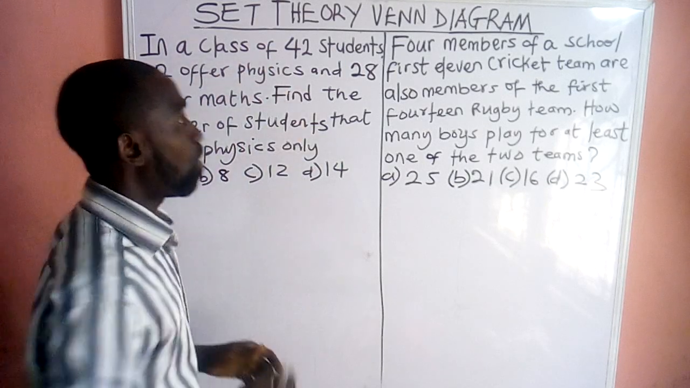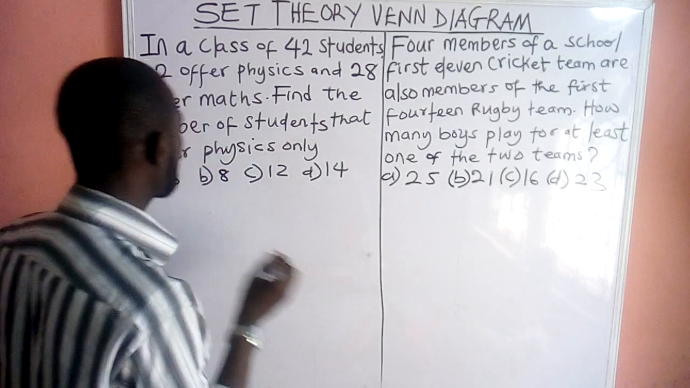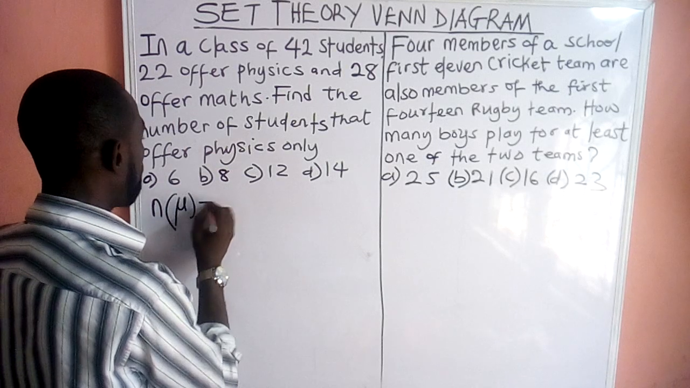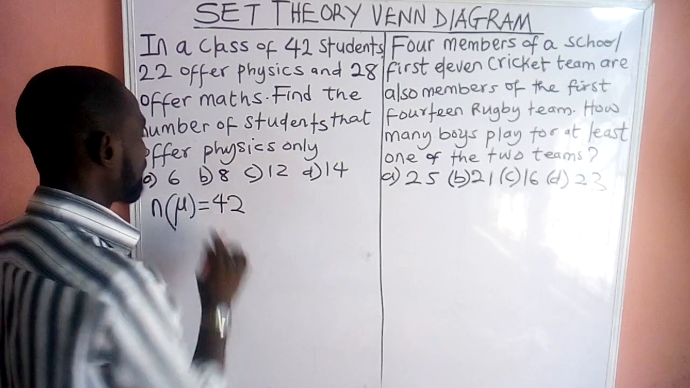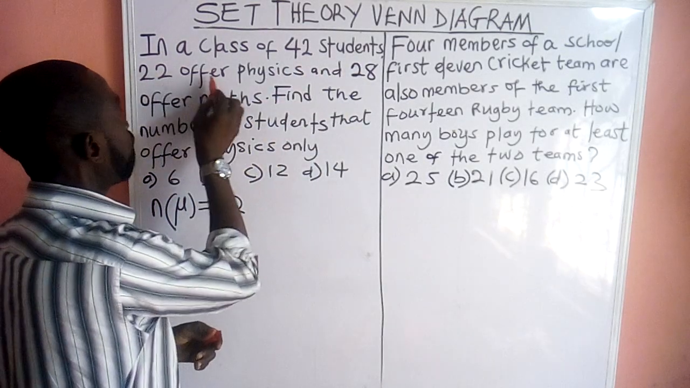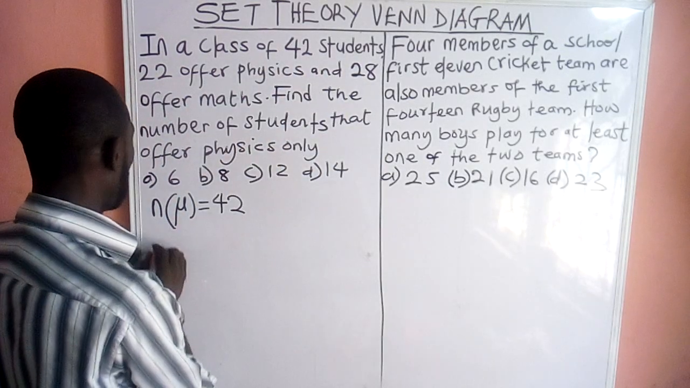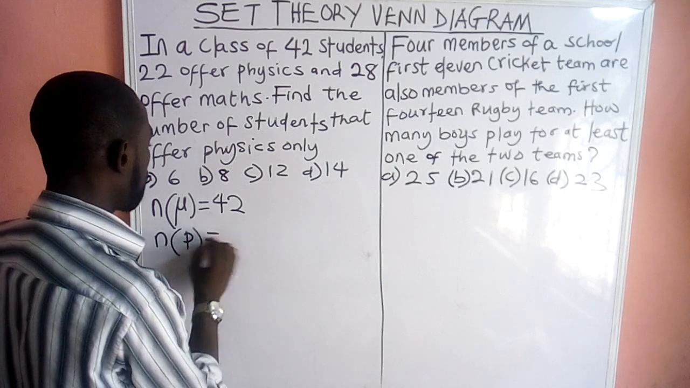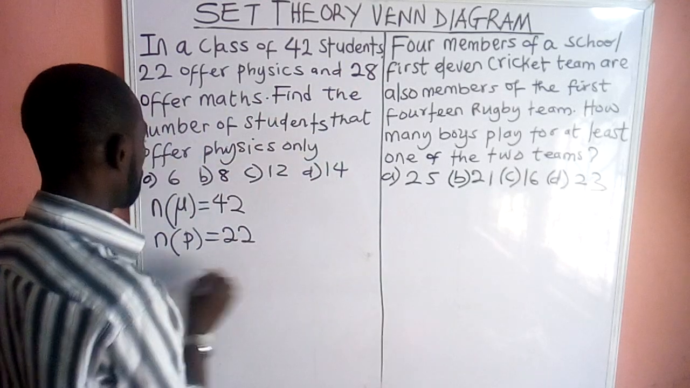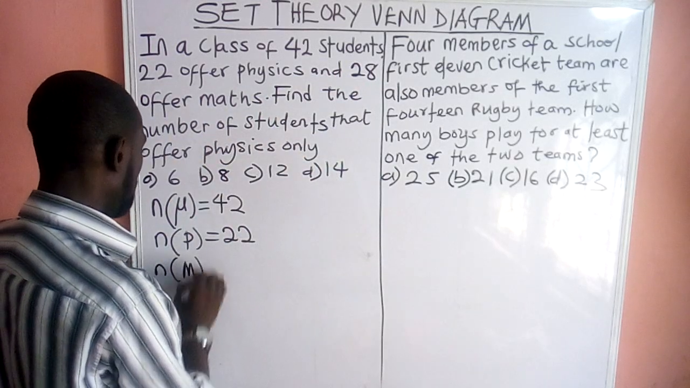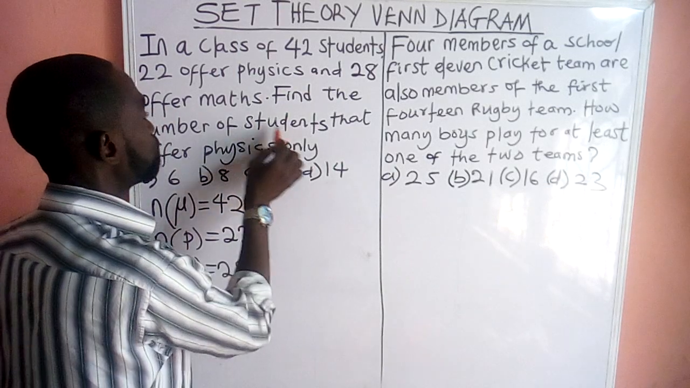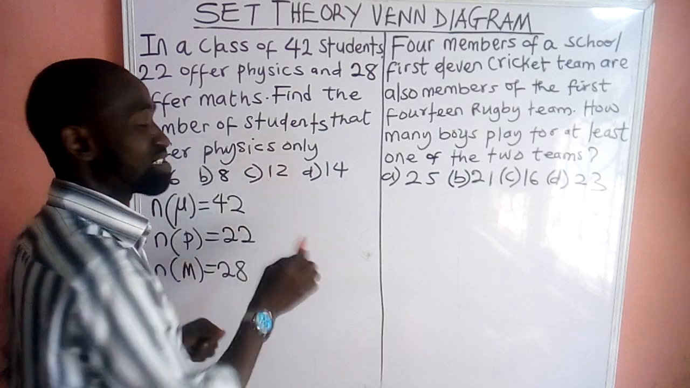In a class of 42 students, it implies our universal set equals 42. That is the total set. In the 42 students, 22 offer physics, so the number of physics equals 22, and 28 offer maths, so the number of maths equals 28. What again are we given? We're now asked to find the number of students that offer physics only.